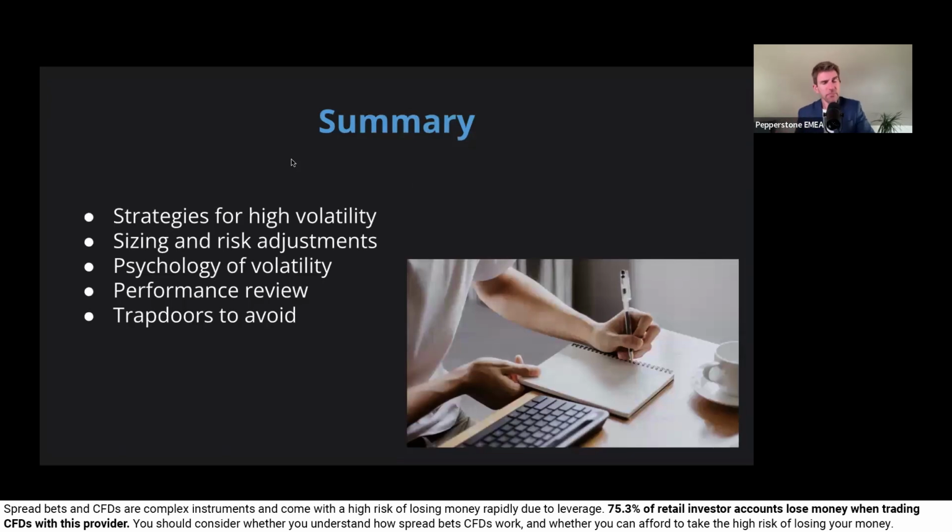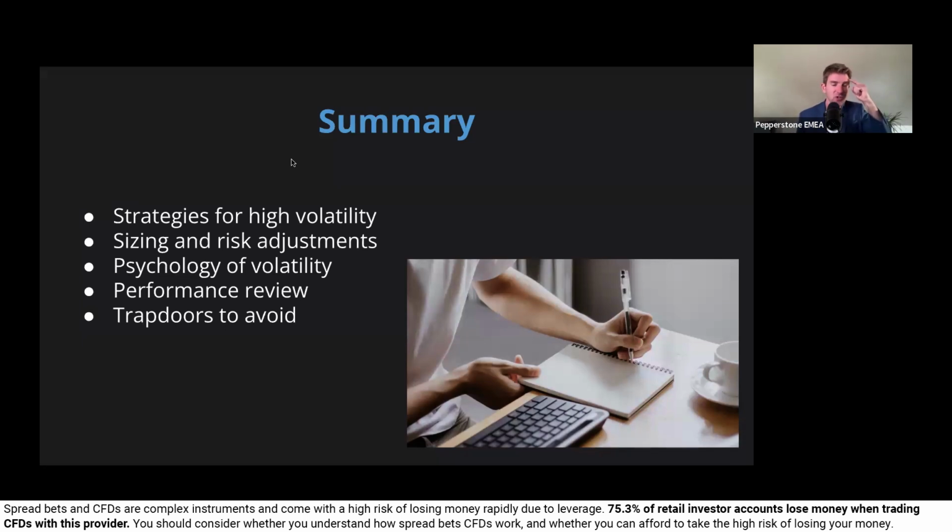Okay, so summary. We covered strategies for high volatility, rough strategies, broad approaches there, the exhaustion and momentum magnet. I like both of those, and maybe you can make something of those your own. Sizing and risk adjustments: we can attenuate volatility quite easily with position sizing. You focus on your risk allowance for the day and work back from that. I want to risk X pounds or X dollars per day. How many trades am I expecting today? 5, 3, 10? How much is that per trade? What's that size going to be?